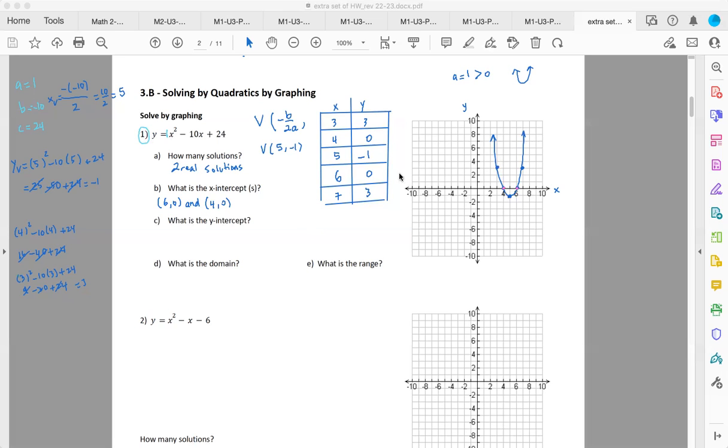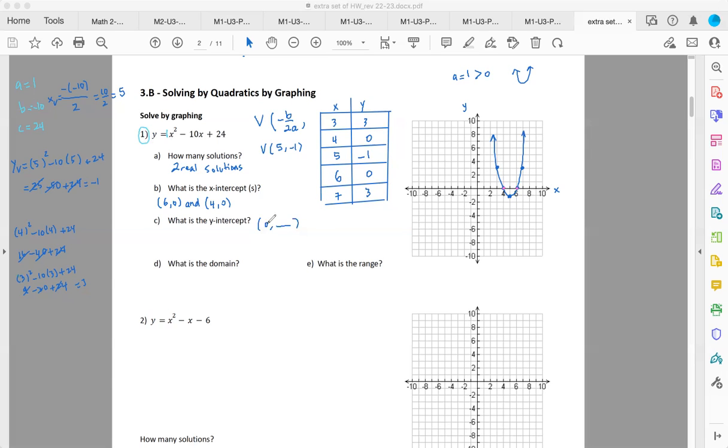What is the y-intercept? If we keep going right up, where is this going to cut the y-axis? How do we know that? Now remember, for the x-intercept, the y value is 0, right? For the y-intercept, it's going to look like 0 comma something. That's what a y-intercept looks like. It's got 0 for x.